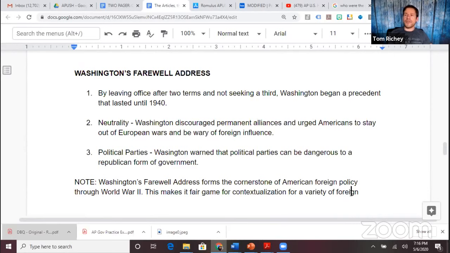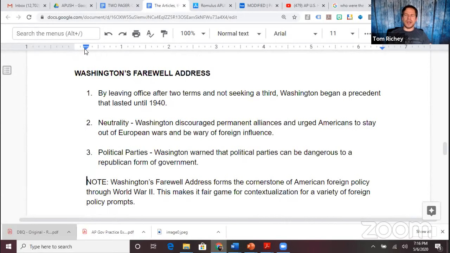Like when I think about, for example, the Versailles Treaty, what we want to think about here is that a lot of the opposition to the Versailles Treaty is rooted in the principles of Washington's farewell address. The Anti-Imperialist League during the time of imperialism was motivated by the principles of Washington's farewell address.